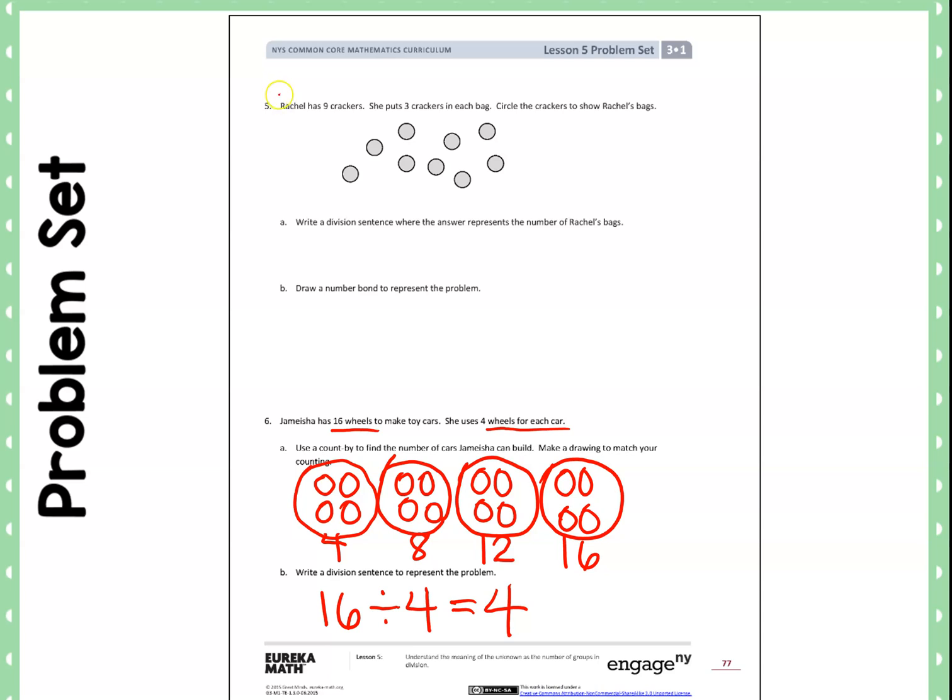So on Seesaw, you're going to do number 5. So you have number 2, number 4, and number 5 to do on Seesaw. Good luck, and you can always rewatch the video if you need any help.